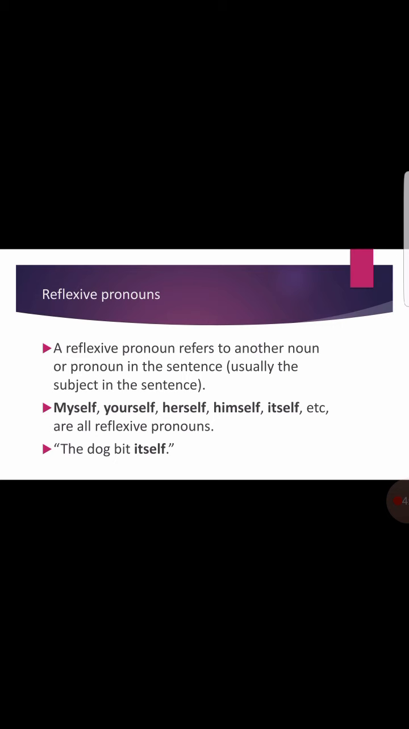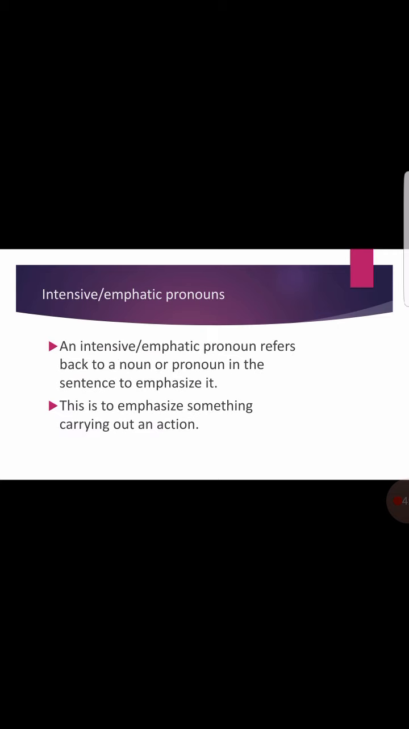Reflexive pronoun. A reflexive pronoun refers to another noun or a pronoun in the sentence. It is usually the subject in the sentence to which they are referring. Myself, yourself, herself, himself, itself are all the examples of reflexive pronoun. Now the example in a sentence form. The dog bit itself. Here itself is the reflexive pronoun.